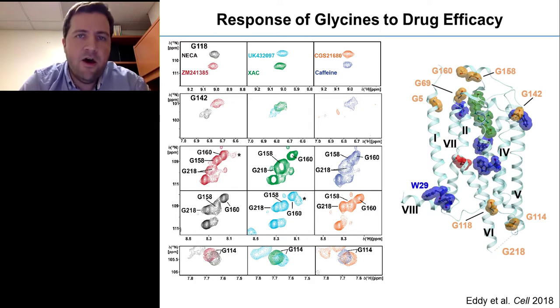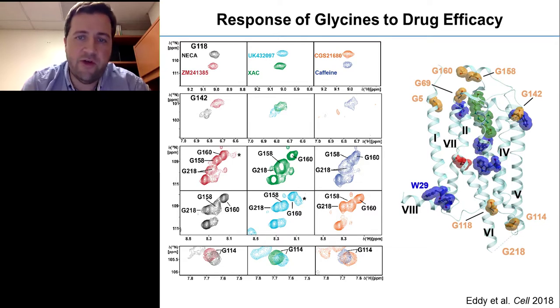We can also now look at the glycines which we've assigned and see how they respond to variable drug efficacy, or changes in drug efficacy. This slide just shows some examples of that kind of comparison we can make. For example, at the top, you'll see data for glycine 118, which is located on the intracellular surface at the end of Helix 4. And we see large changes there in chemical shift, or position of the NMR signal, that directly depends on the efficacy of the bound drug.